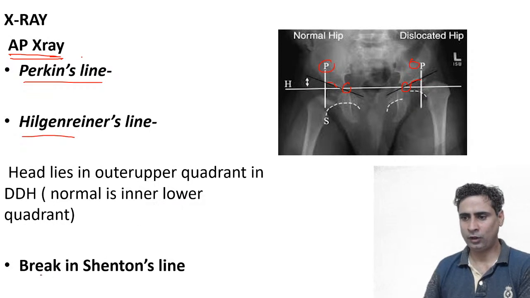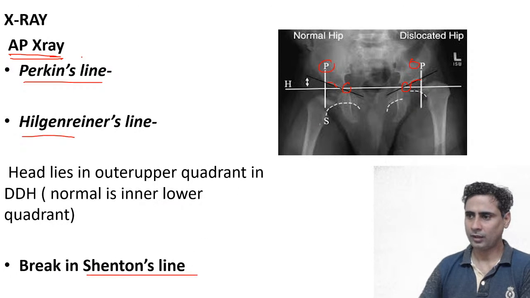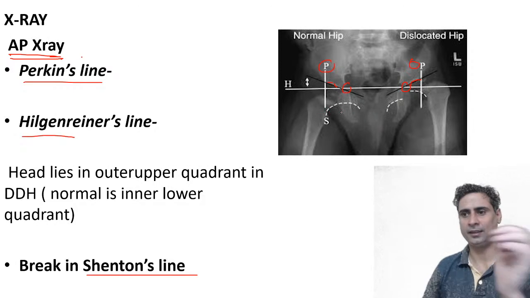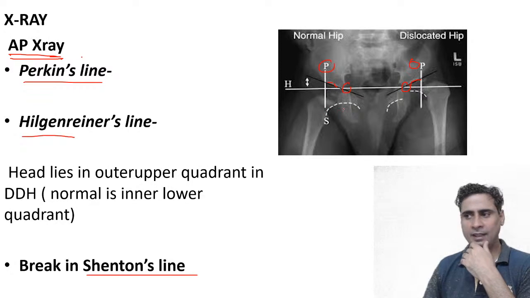The third line you will draw is Shenton's line. What is Shenton's line? From the medial margin of the femoral neck, if you prolong it along the superior margin of the obturator foramen, this is a continuous line. Now if you have drawn these three lines in a child with DDH, what will you see? This head, you can see this femoral head epiphysis. This is in the upper outer quadrant. Normally it is in the lower inner quadrant, but in DDH it is in the upper outer quadrant.